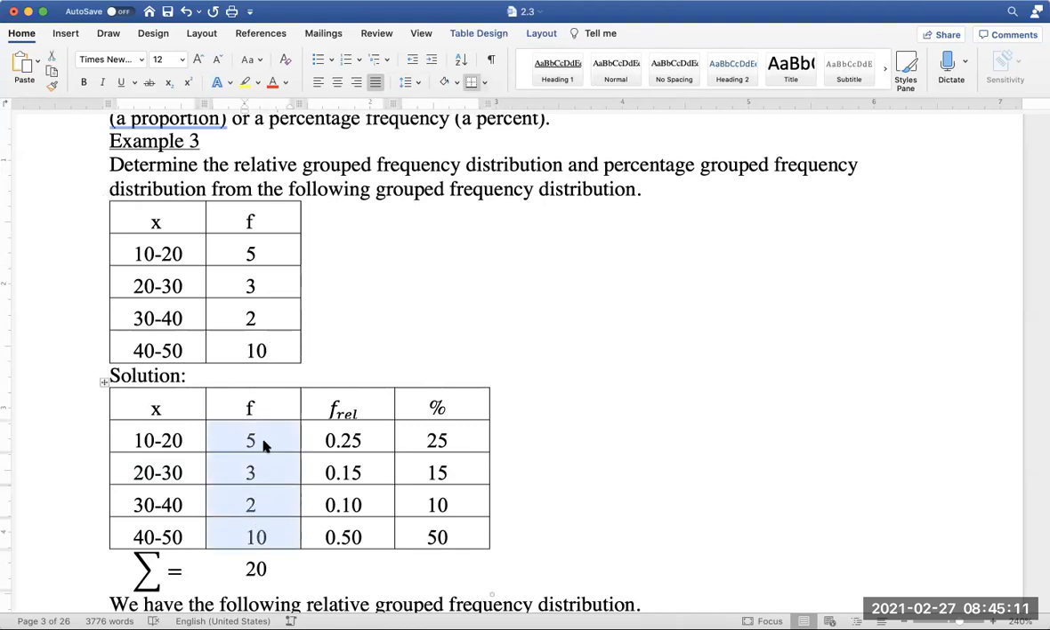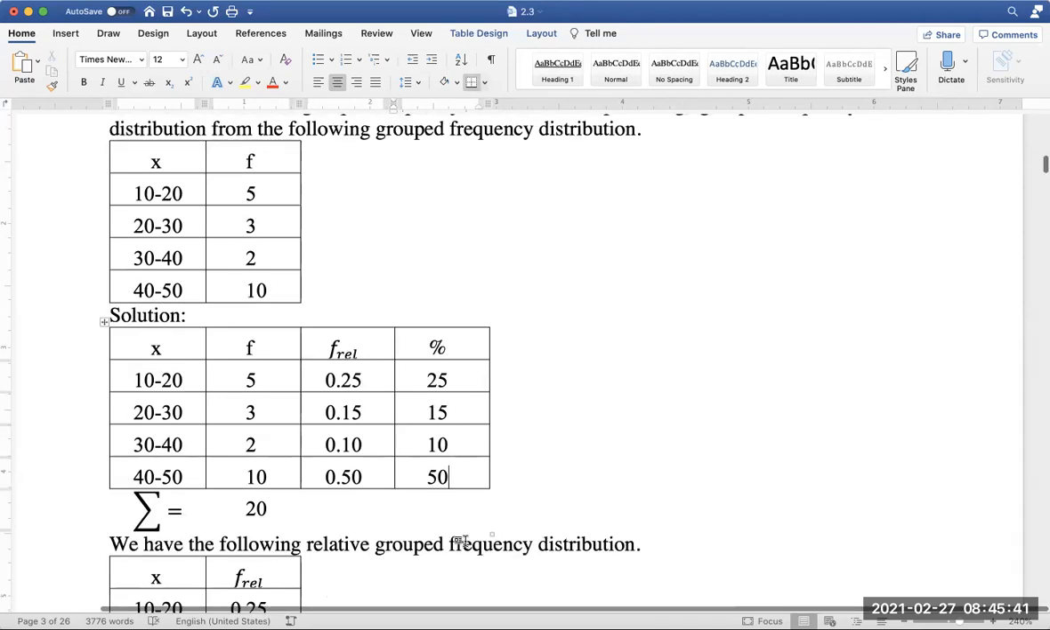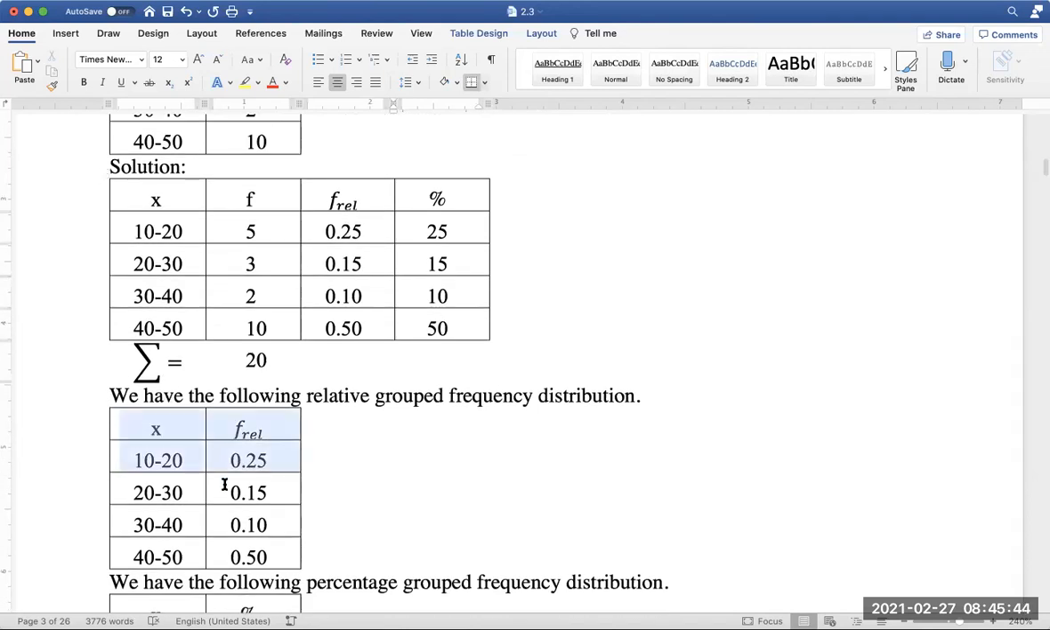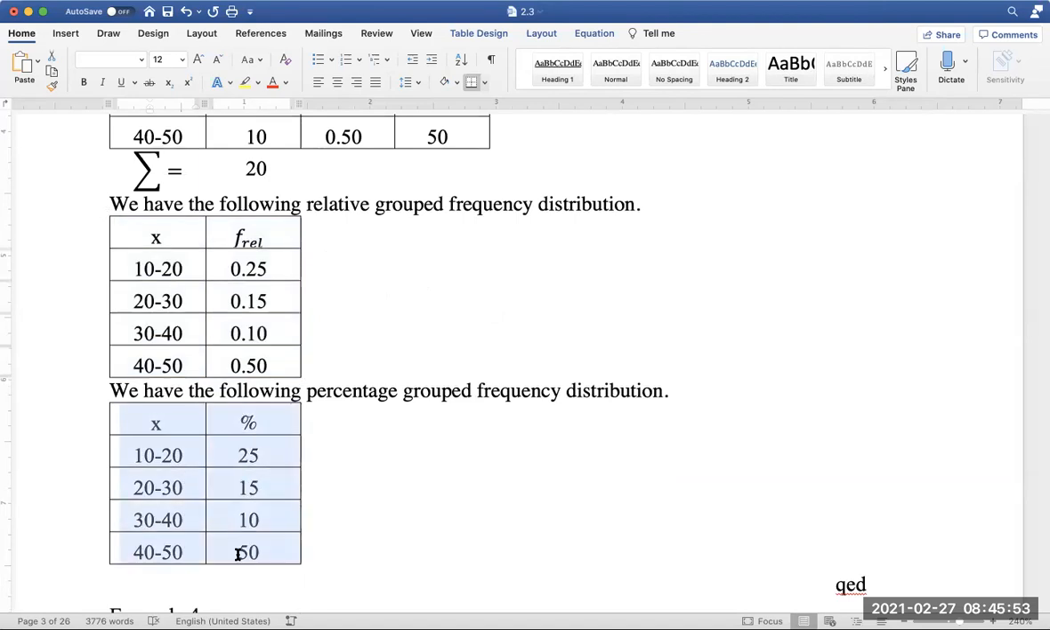Add up the frequencies. So 5, 8, 10, 20. Divide: 5 divided by 20, 0.25. 3 divided by 20, 0.15. 2 divided by 20, 0.1. 10 divided by 20, 0.5. And I'll write the relative frequencies as a percentage, 25%, 15%, 10%, and 50%. So we have the following grouped relative frequency distribution and the following grouped percentage frequency distribution.